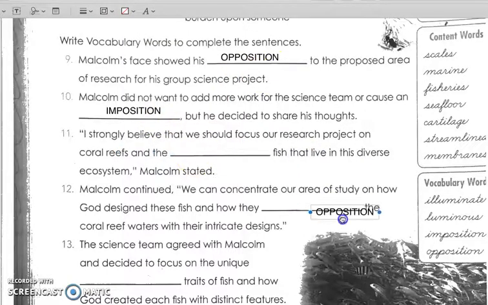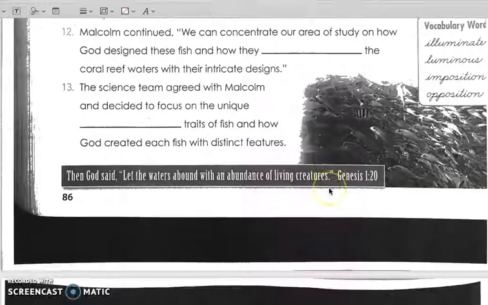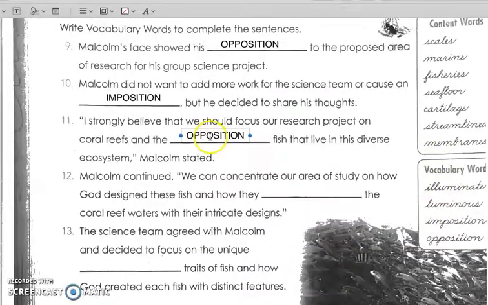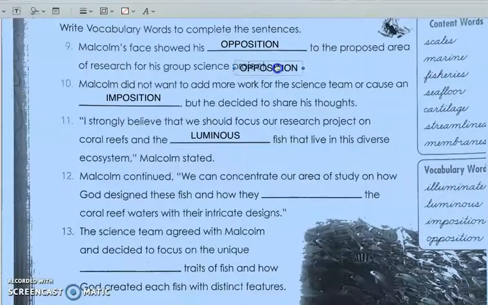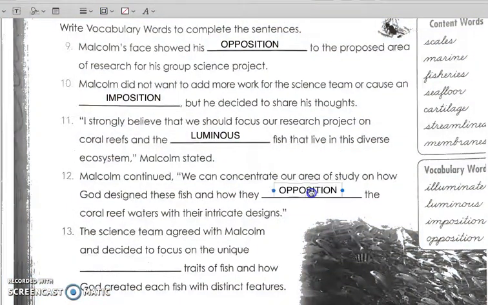I strongly believe that we should focus our research project on coral reefs and the blank fish that live in this diverse ecosystem. So not illuminate, because that's a verb. It should be an adjective because it would describe fish. So luminous. Fish that emit light. 12. Malcolm continued, we can concentrate our area of study on how God designed these fishes and how they blank the coral reef waters with their intricate designs. They're going to be doing something, so it's a verb, illuminate. So how the luminous fish illuminates the sea. How they bring light into the water.